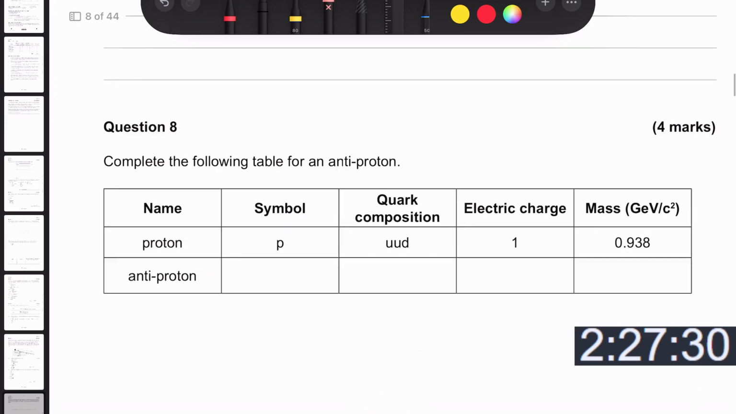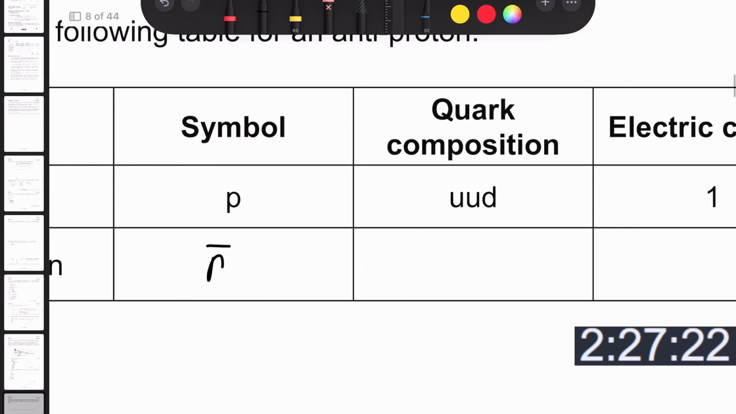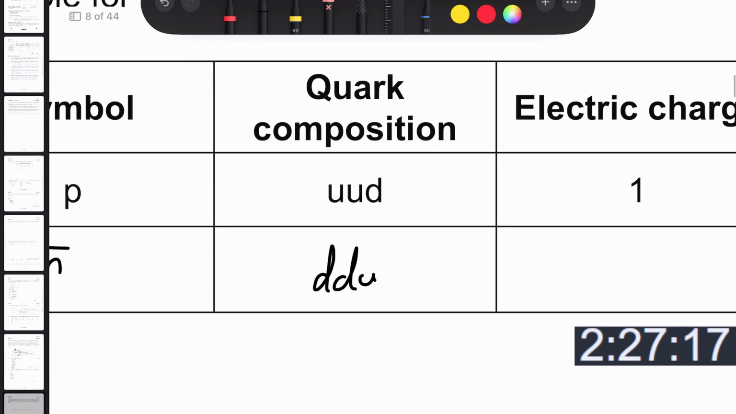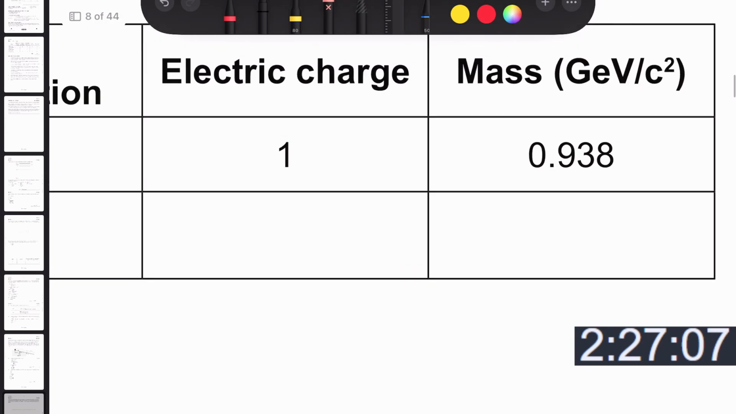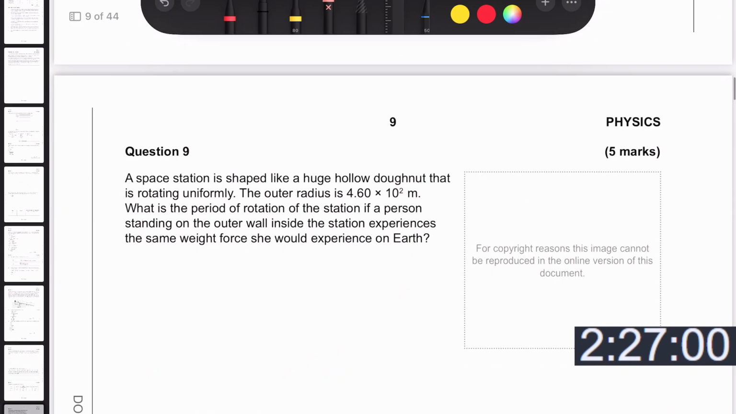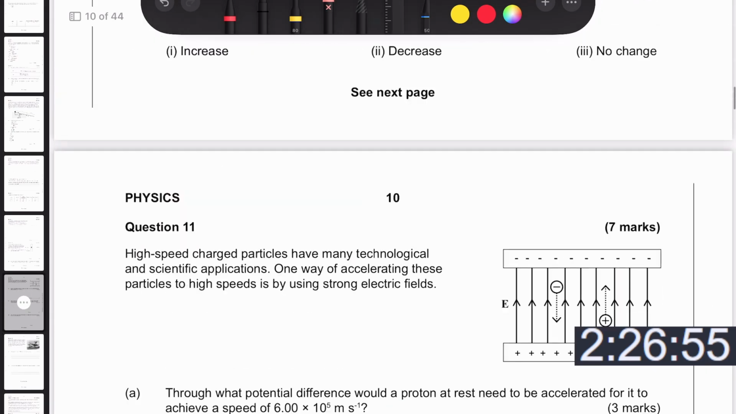Complete the following table for an antiproton. An antiproton will be proton negative, or no, you can do a bar on top. So then up, up, down would be down, down, up. Oh wait, no, I can just do up, up, down, the bar on top. So anti-up, anti-up, anti-down. Electric charge will be -1, but the mass will be the same. Okay.